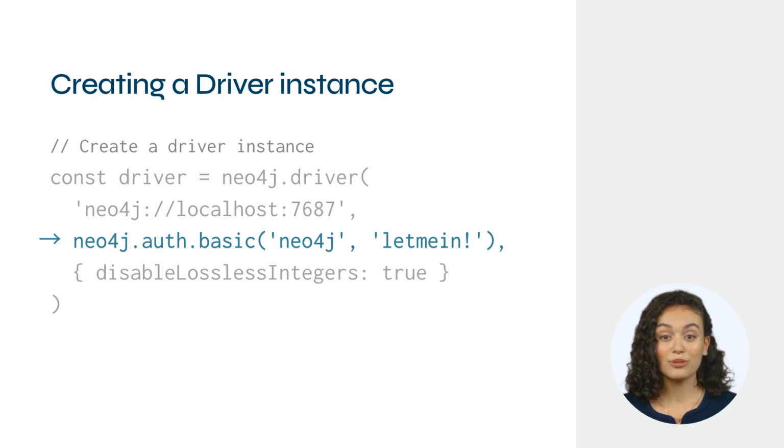This example shows basic username and password authentication, but Neo4j also supports bearer tokens and LDAP integration. You can provide additional driver configuration in the third argument, for example, encryption levels, connection timeouts, or disabling lossless integers, which we'll cover later in the course.